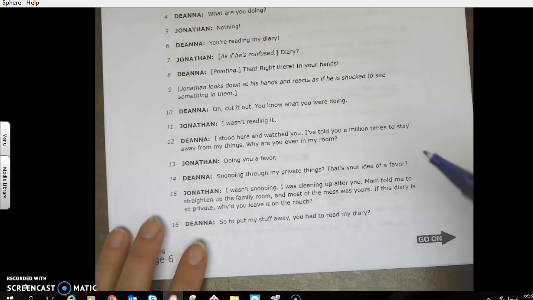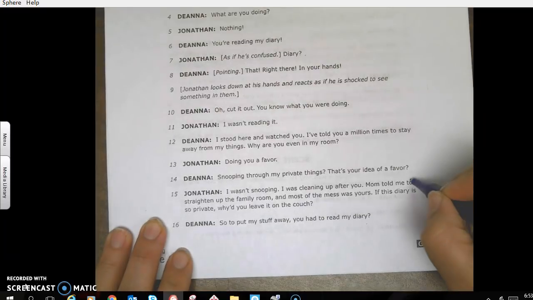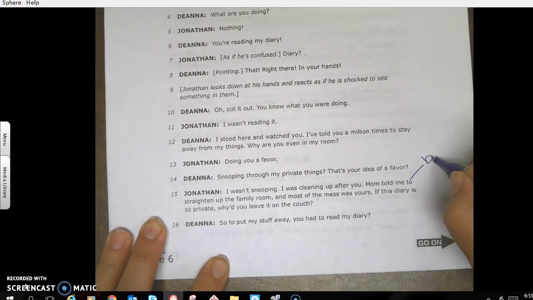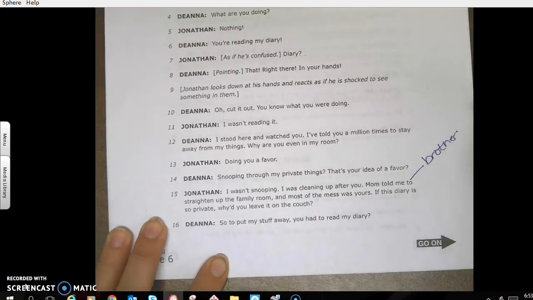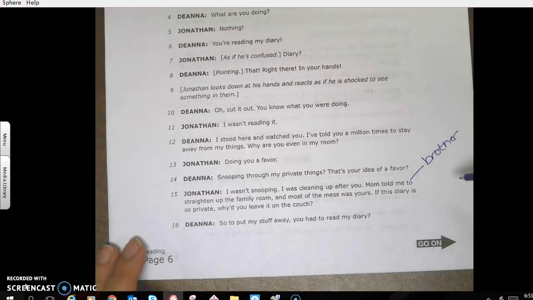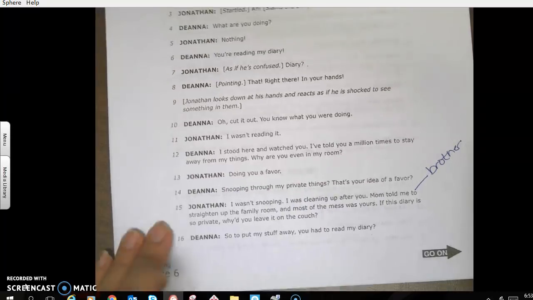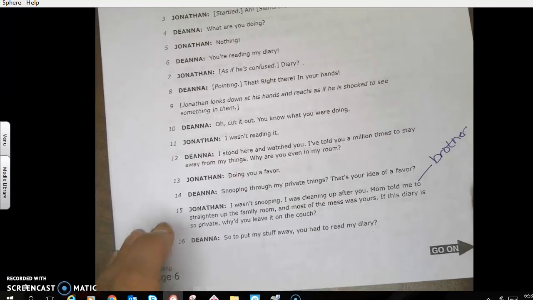So right now, I see that's her brother, because he says, Mom told us to clean up. So she knows now, we know now, that these two are brother and sister. That might explain a lot right away, right now.